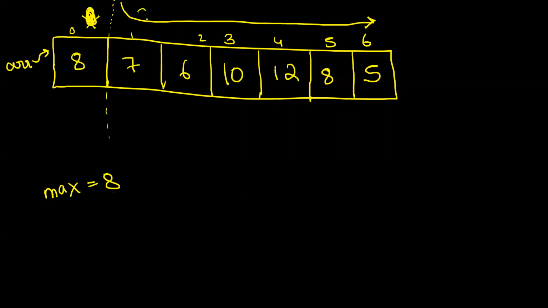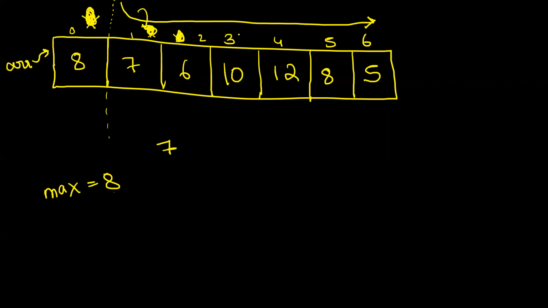So first of all, I will come to index 1. What is the element at index 1? Index 1 is containing the element 7. Okay. Is 7 greater than 8? No. The current number that I am standing on is 7, and 7 is definitely lesser than 8. So definitely 7 is not the maximum element. Let us move forward. Now I come to 6. Is 6 greater than 8? No, 6 is not greater than 8. So definitely 6 is also not the maximum element of your array.